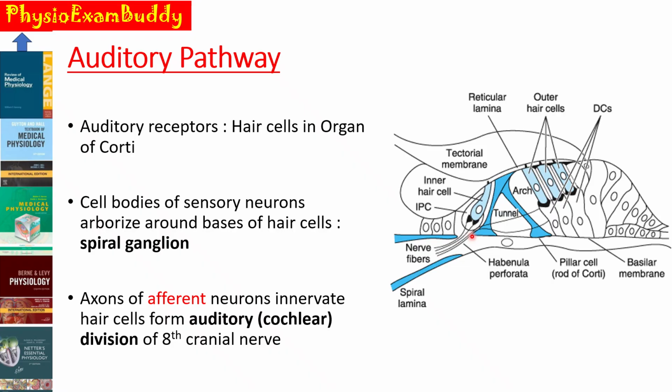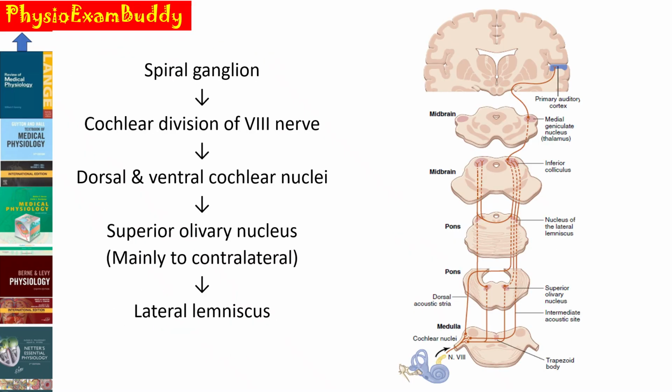And from the spiral ganglion, the axons of the afferent neurons innervate the hair cells and form the auditory or cochlear division of the eighth cranial nerve. You know, the eighth cranial nerve is the vestibulocochlear nerve and it is concerned with both balance as well as hearing. That is, the cochlear division is the one which is mainly related to hearing. So from the auditory receptors, the cell bodies form the spiral ganglion and the axons form the cochlear division of the eighth cranial nerve.